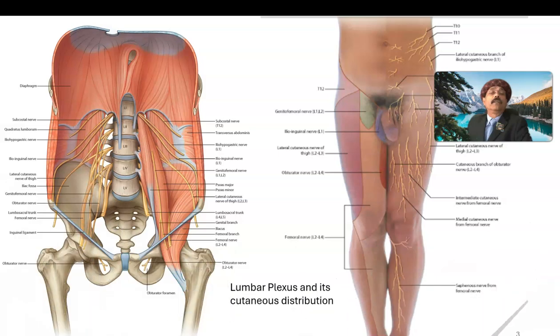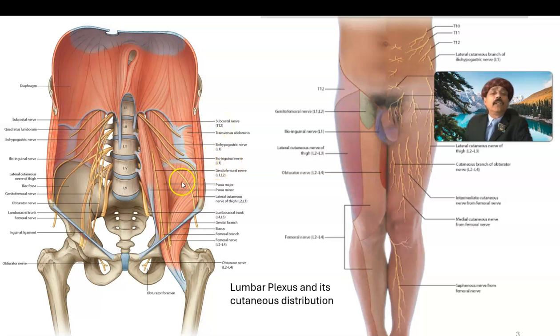Now here we are looking inside the abdomen. In the posterior abdominal wall, we are seeing the lumbar plexus, contributed by T12, like that of the subcostal nerve, the ilioinguinal nerve and the iliohypogastric nerve, root value L1, both of them. Subcostal root value is T12.